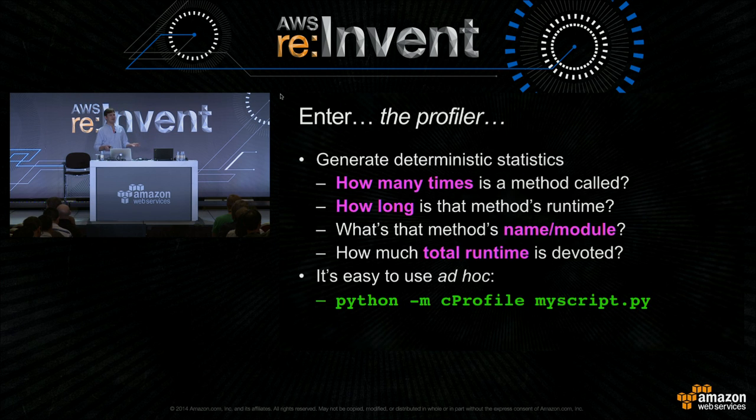If you haven't, the upshot is that profiling is something you do at runtime with any program. It generates deterministic statistics. How many times has a method been called? How long is that method's runtime? What is that method called and where can I find its source? And how much total runtime is devoted to a certain thing over the entire execution of your program? And in Python, it's really easy to use ad hoc. You just run your script with the cProfile module turned on, then it wraps your script and it generates an output data file. This is built into Python. I think in Ubuntu you have to install an apt package, but this is already there for you. Profiling's been around for a while, it's nothing new.